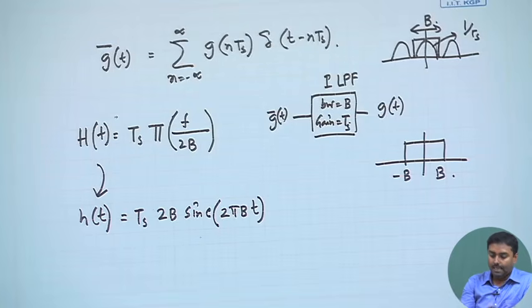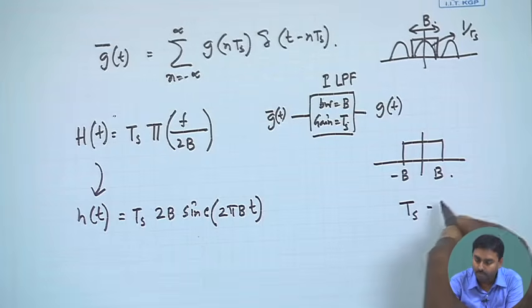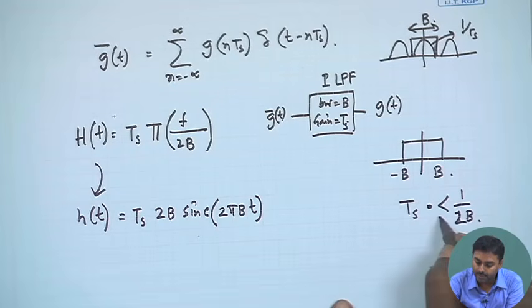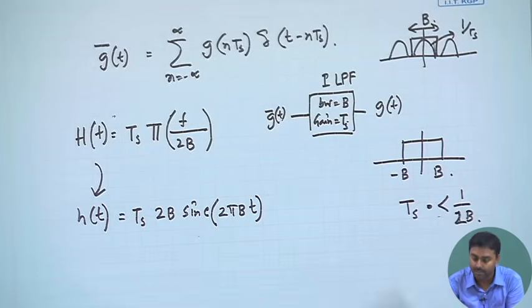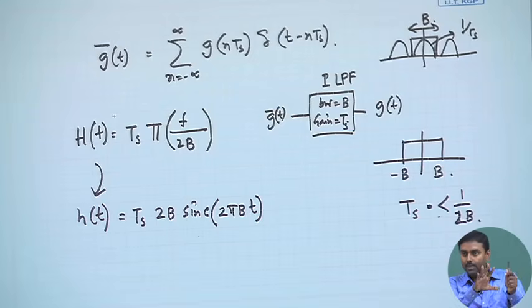Now, let us say we have just satisfied the Nyquist criteria. That means Ts must be less than 1 by 2B. Just satisfied means I also take the equality condition. There is a case where I can take the equality condition, if the highest frequency of the signal we are considering is not an impulse.